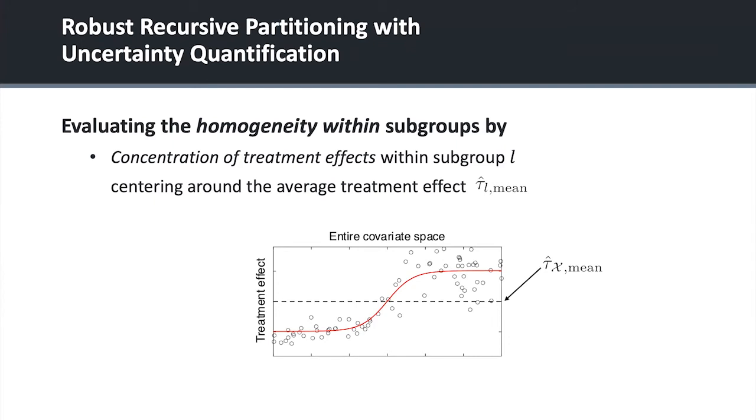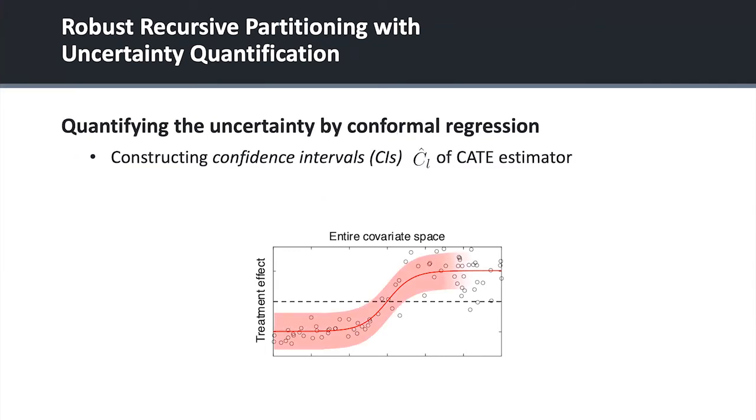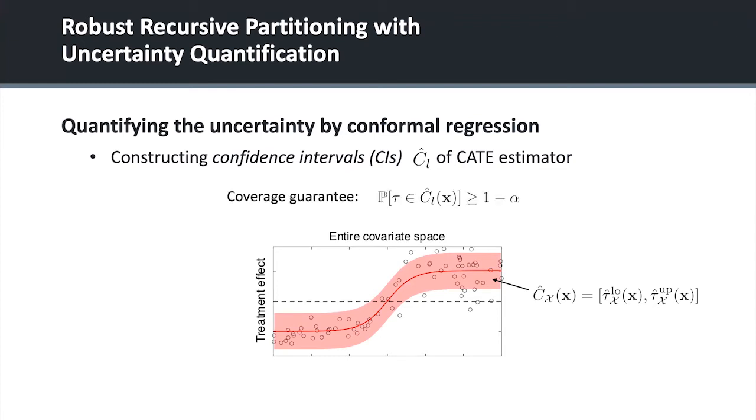Then we measure the effect homogeneity within the subgroups by the concentration of the CATE within the subgroup. Specifically, we develop the confidence interval for the CATE estimator by using a conformal prediction method. The confidence interval constructed by conformal prediction satisfies the frequentist coverage guarantees in finite samples.